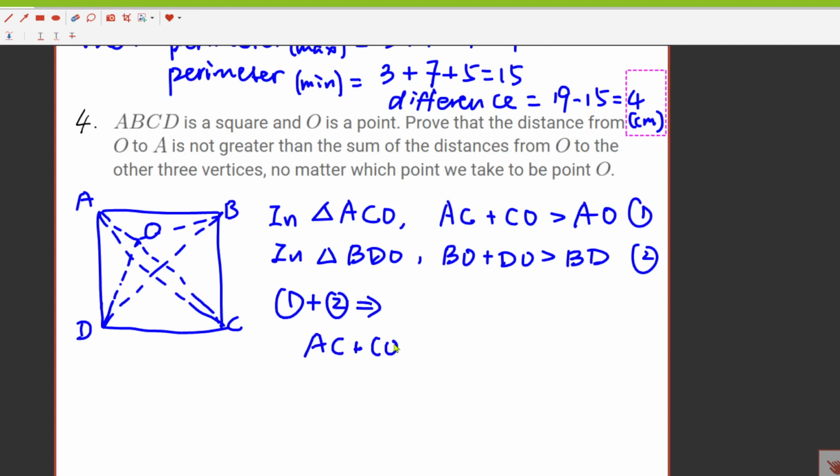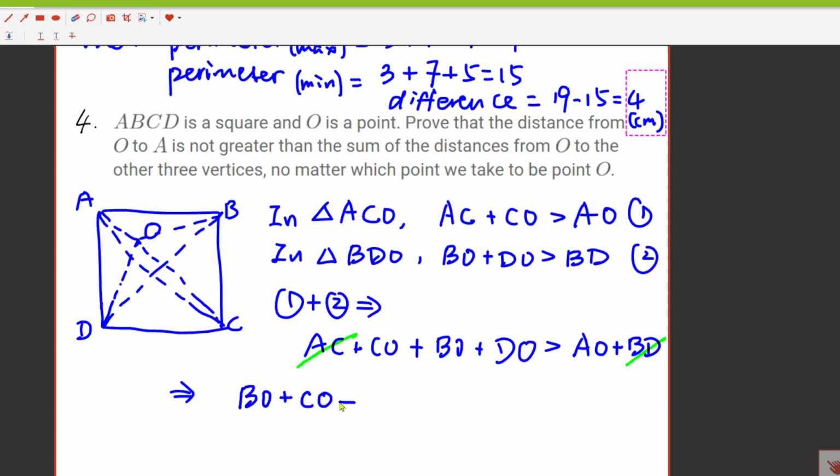AC plus CO plus BO plus DO must be greater than AO plus BD, right? Because ABCD is a square, we have AC equals BD, right? So we can cancel AC and BD on both sides. And this gives us BO plus CO plus DO is greater than AO, right? So we can prove this statement is actually true.